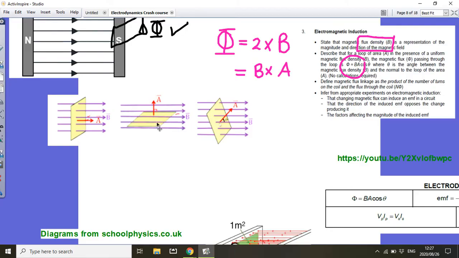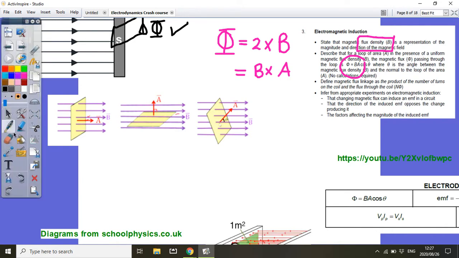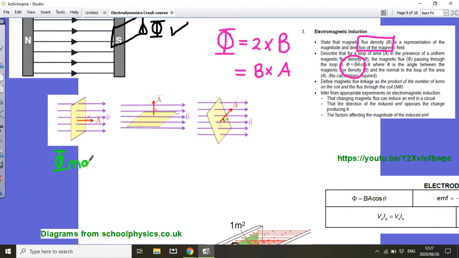When it's in this position, if you look at the yellow area there, again there's nothing. No lines are passing through that area. So my magnetic flux here is 0. So here I have a magnetic flux that is a maximum, and here I have a magnetic flux that is 0. Again, look at my B. Did my B change? The magnetic flux density here and here should be exactly the same if it's the same magnets.